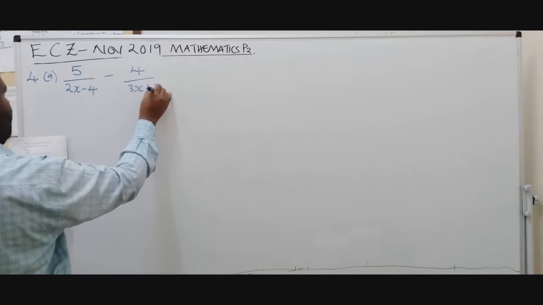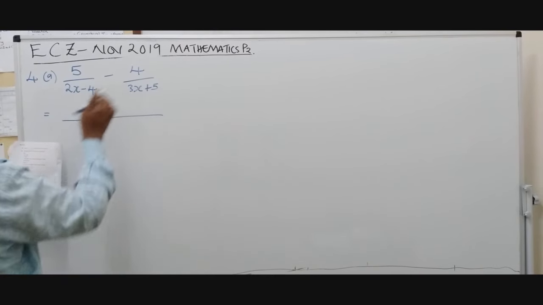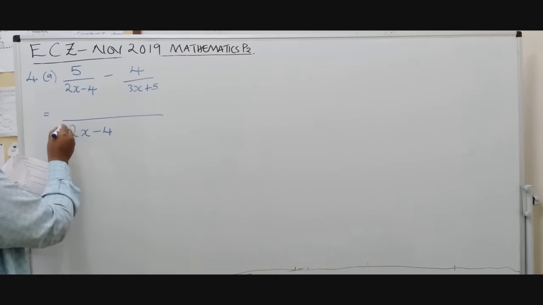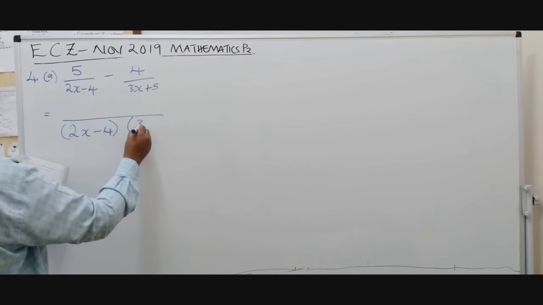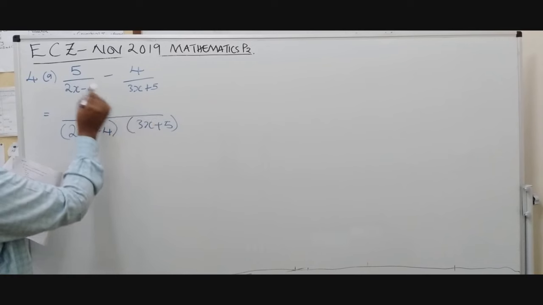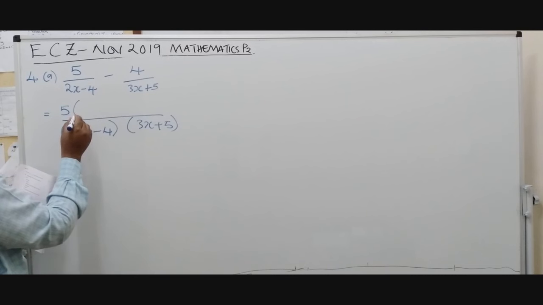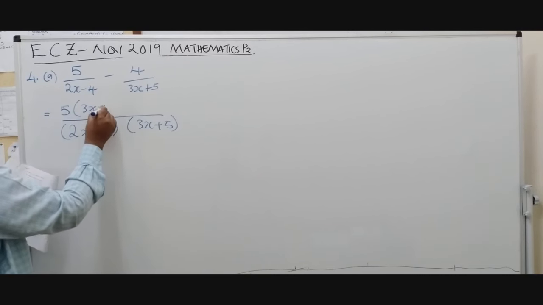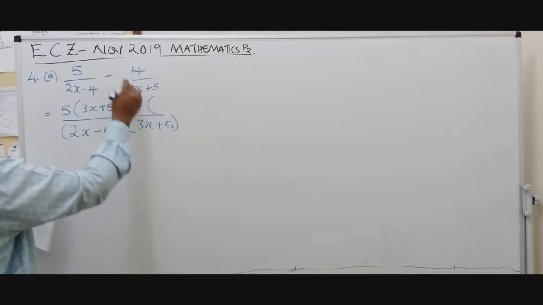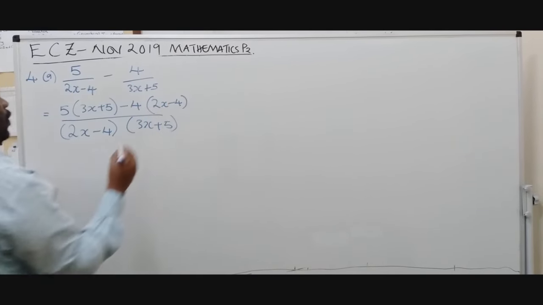plus 5. So what we need to do is to get the common denominator here. How? Just get the product of these two, and you can just put them in brackets. You can do this. Then you say 3x plus 5. You cross multiply this by that. So it will be 5 with the 3x plus 5. Then I bring negative 4 here. This should be multiplied with this one, 2x minus 4.